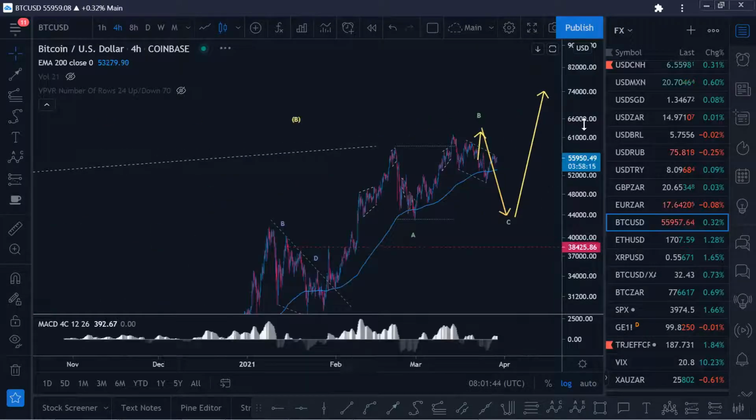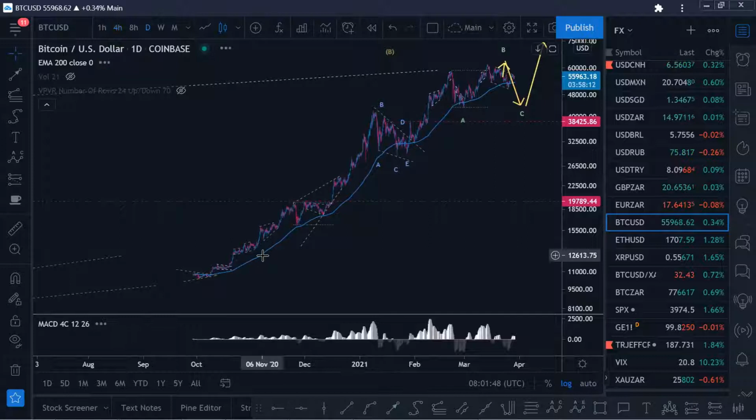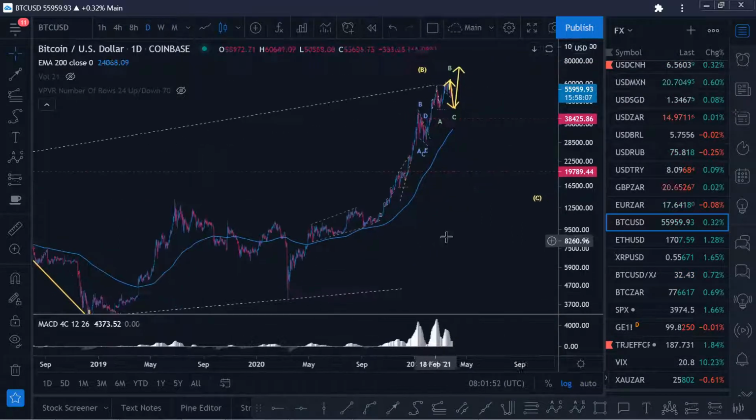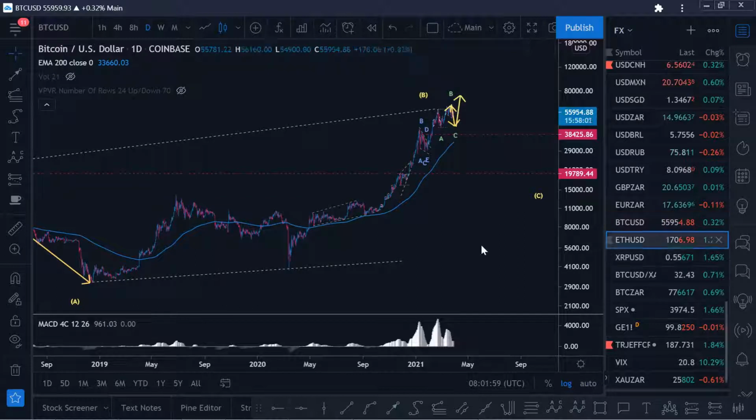But just keeping in mind, all of that is a structure at the top of a very big move on the daily. So it's a very small correction on top of a 600% move. So that could be one of the final moves before we see that downside.